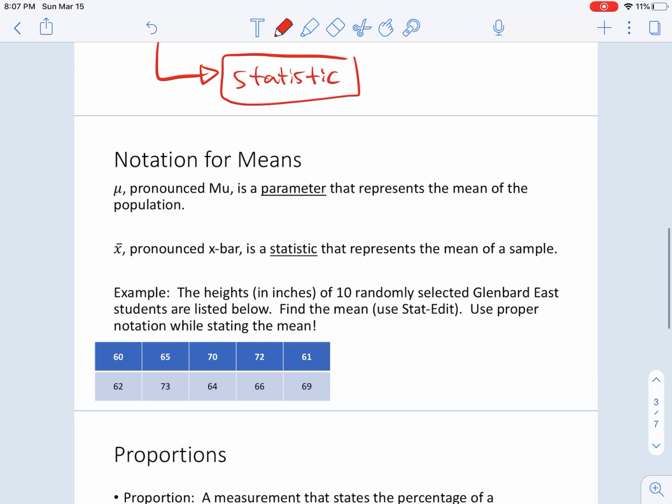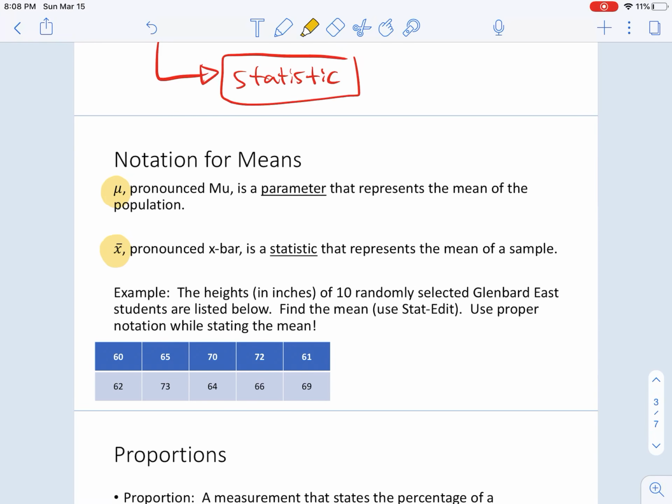Now, let's specifically talk about means. A mean can be given with 2 symbols. This symbol, pronounced mu, which you've learned throughout this entire class, is a parameter. It describes the mean of the entire population. Now, X bar down here, this is a little bit less used so far in this class, but will be used quite a bit in hypothesis testing. X bar is a statistic. It also represents the mean, but it represents the mean of a sample, not the entire population.